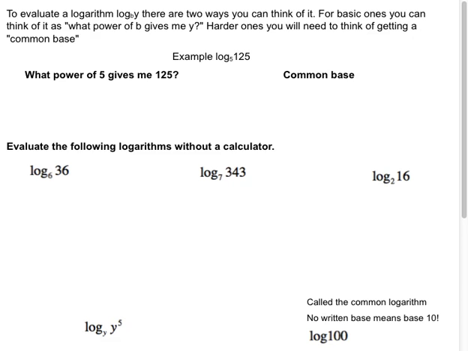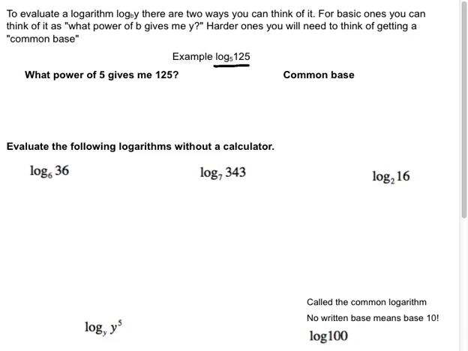So remember, to evaluate a logarithm, there's two ways you can think of it. For basic ones, you can think of it as, what power of b is going to give me y? For harder ones, we're going to want to think of it as finding a common base. Let me explore this idea with you. If we're looking at 5 and 125, on the surface level, what it's really asking is, what power of 5 gives me 125? That's really what it's asking.